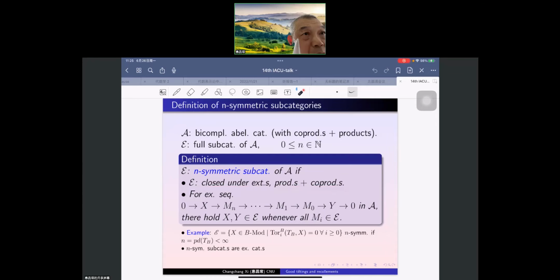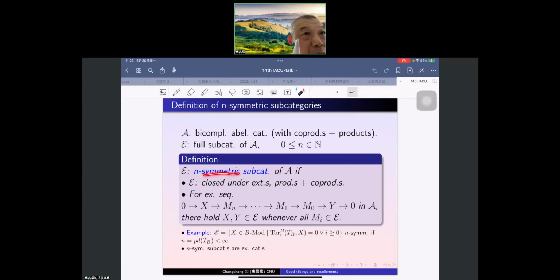So it is also a bicomplete subcategory. And also, for any exact sequence with X in the middle, with n plus one terms, and also Y, this is an exact sequence in the abelian category A. If we assume the middle terms all belong to epsilon, then we require the first term and the last term must be in this given subcategory. So these are two conditions. If a full subcategory epsilon satisfies these two conditions, we call it an n-symmetric category.